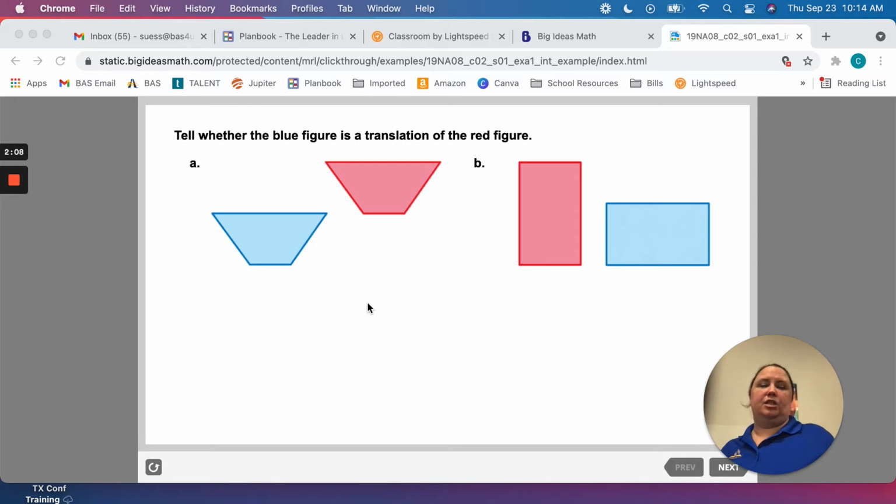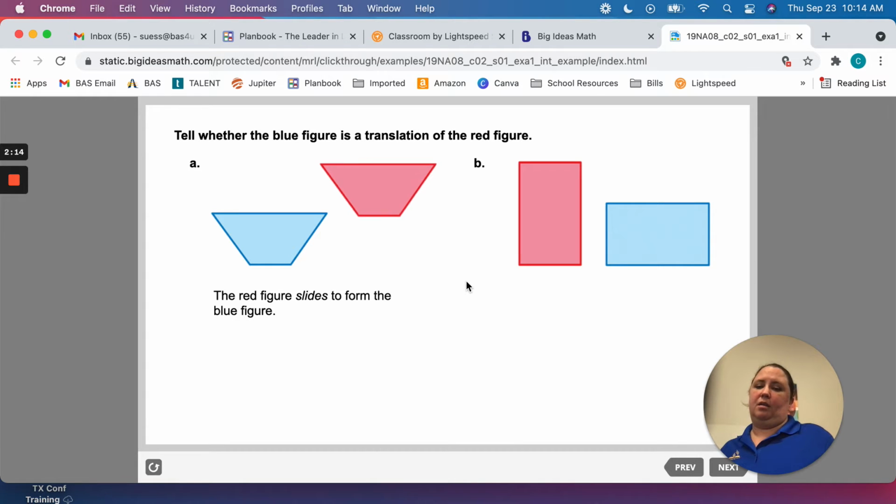A is a translation? Camila, do you believe? Yes. See how the shape is in the exact same, it hasn't rotated or flipped or anything? It just slides. So yes, A would be a translation. So put yes. Question? So it does not matter how it slides. It does not. It can go up, down, left, right, diagonal, as long as the figure itself doesn't change directions. It just slid around.